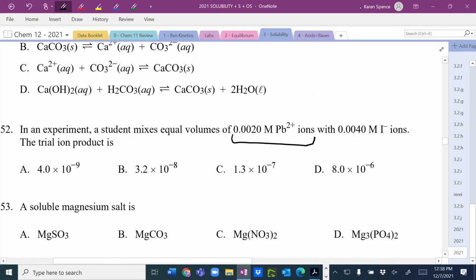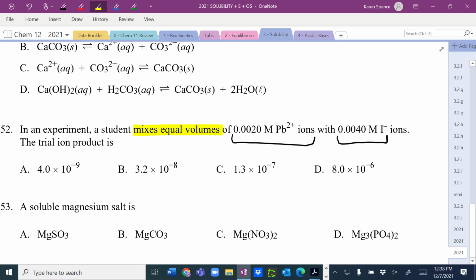Okay. I know the concentration of lead and I know the concentration of iodide. So I just got really excited and I wrote my Q and I stuffed everything in. And I didn't even bother to look and say, oh, look, the student mixes equal volumes. I think I actually did this correctly with my block 4 yesterday, but I definitely did not do it correctly this morning with block 2.